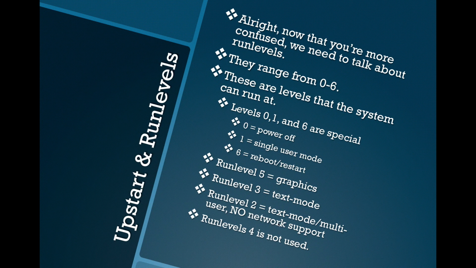And again, it's rare you'd actually have to go into run level 2, but if you just need text mode and multi-user with no network support, that may do the trick for you. It's very rare that you would need that because of the reliance we have upon network support. So run level 2 is not used very much. And then run level 4 is not used at all. It's just been reserved in case we need it for another purpose later on in the future. Okay, so those are our run levels.